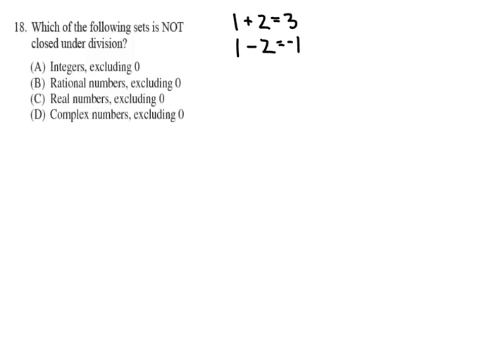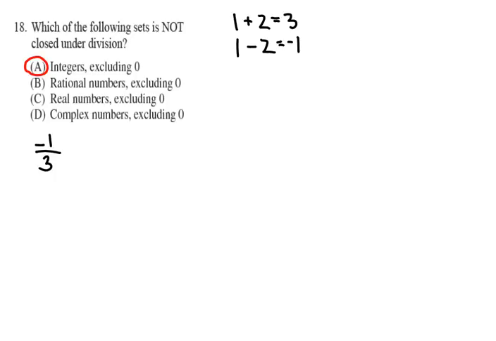For integers to be closed under division, it means that I can divide any two integers and I always get an integer in response. But I know that's not true, because if I divide the integer -1 by the integer 3, I get a result back that is not an integer. I get a rational number, or a real number, but it's not an integer. And so that's going to be the answer to this. Integers are not closed under division.